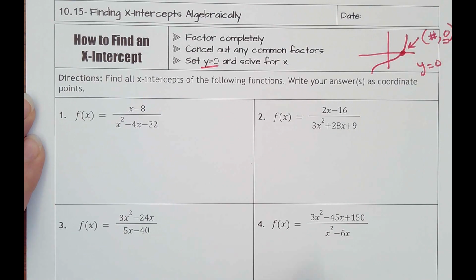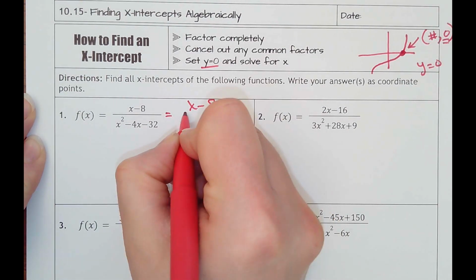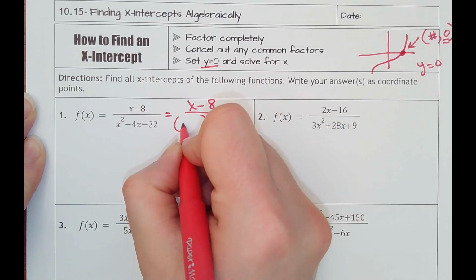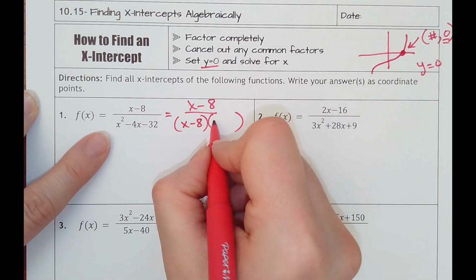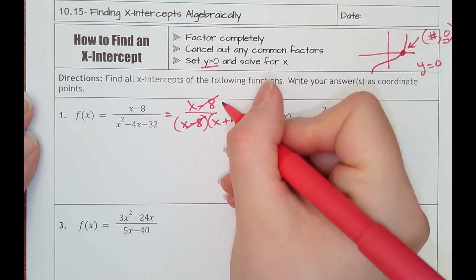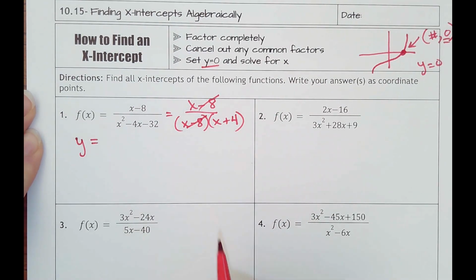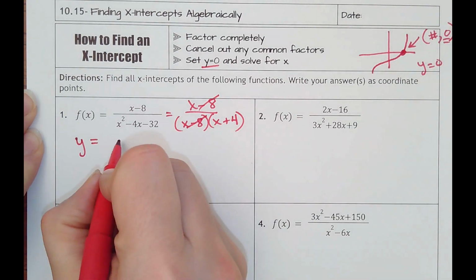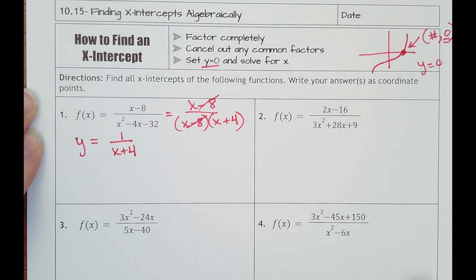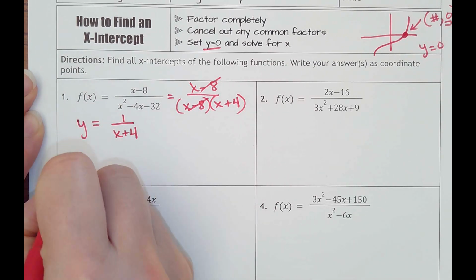So let's try number 1. We need to first factor the bottom to see if we have any holes or any factors that cancel. And we're going to, because I see an x minus 8 times x plus 4 is the correct factoring. So cancel, cancel. This needs to be a 1 in the numerator. So now write your new function, and I'm going to replace f of x and say, okay, it's just y. 1 over x plus 4. So now I'm going to replace y with 0.